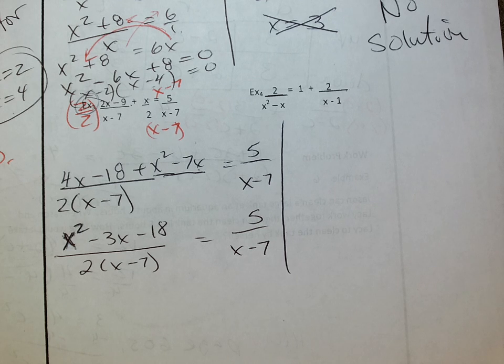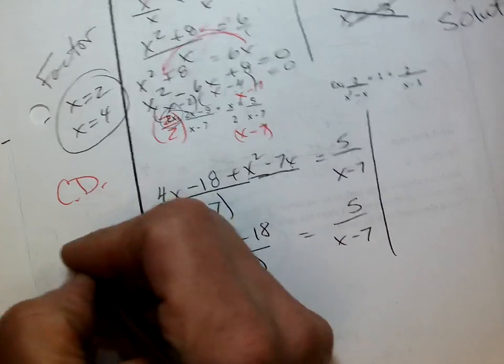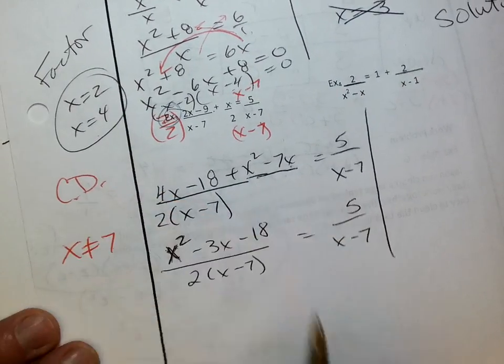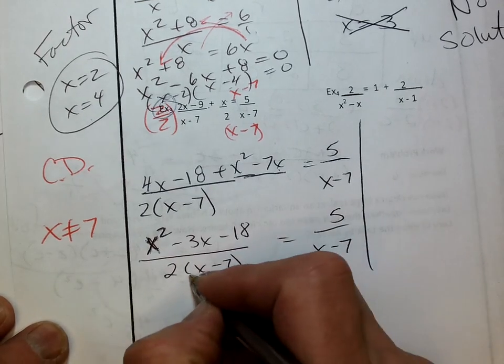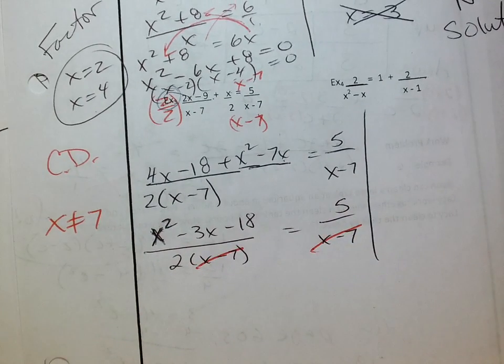First of all, before I go too far, I better make sure I say this little disclaimer: x cannot equal 7, because if x does equal 7, Cookie Monster is going to be sad. You guys agree with that? So no matter what answer I get, if it's 7, I got to throw it away. So I am going to multiply by x minus 7, and the x minus 7 is just canceled. Now let's see what I got.